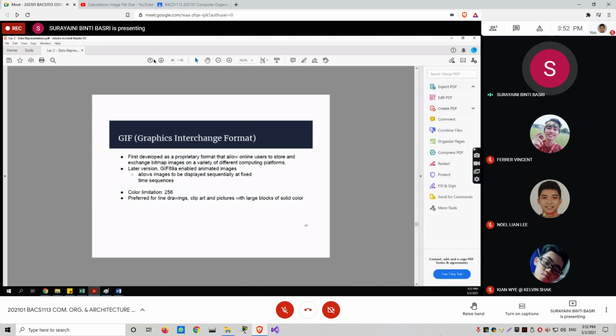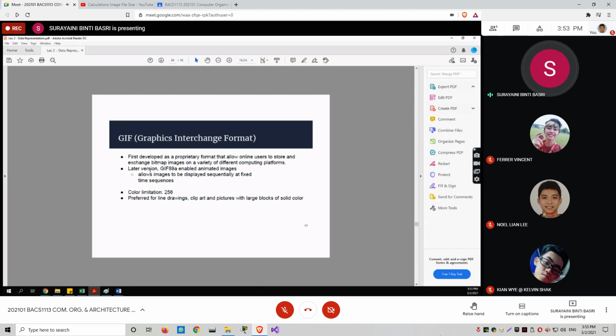Okay, so for the bitmap image, there are various types of bitmap image, which are the GIF and then JPEG. I am sure you guys every day will see, when you see the image, the picture, you will know what is the GIF and then JPEG. So GIF is Graphic Interchange Format. This is the first type of bitmap image developed as a proprietary format that allows online users to store and exchange bitmap images on a variety of different computing platforms.